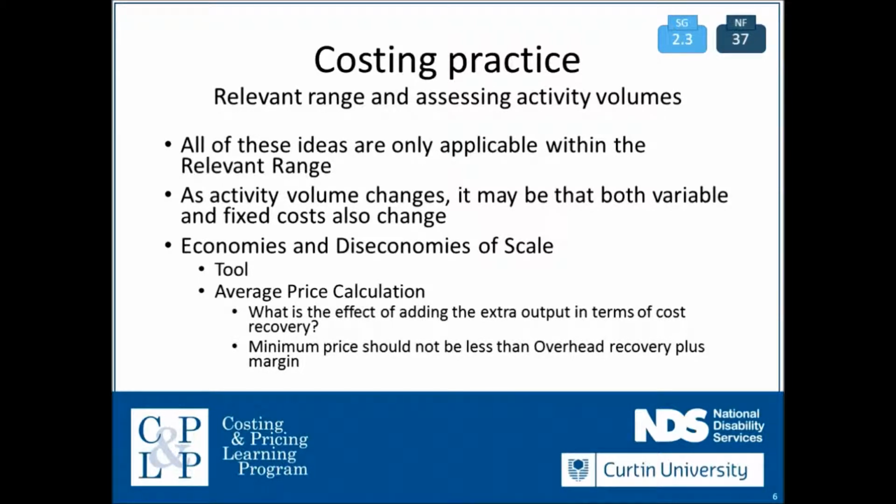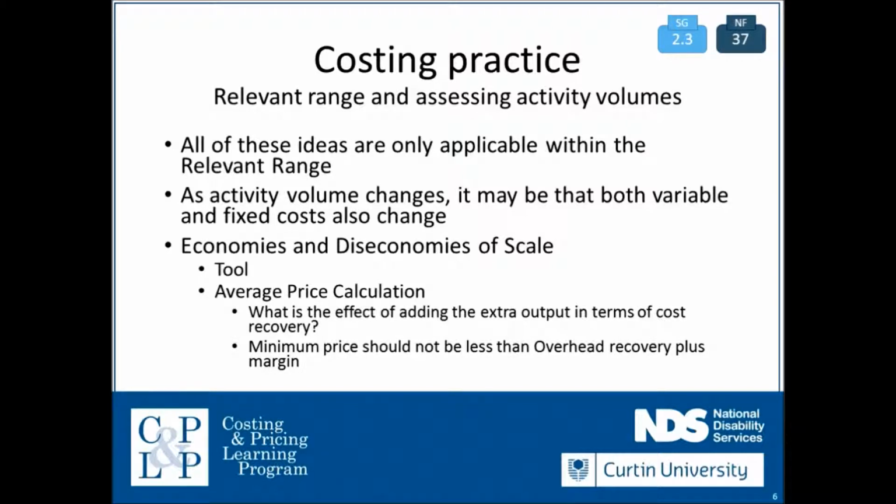Therefore, when you change your activity levels, or when you change the time frame over which you are costing, you need to be very aware of the relevant range and whether or not the assumptions you made originally are going to hold in the new environment. Therefore, the relevant range is, in simple terms, your current scale of operations, your existing fixed costs. It may be that taking on new opportunities means your existing operations are too small and you need to let more space, or take on more office staff.